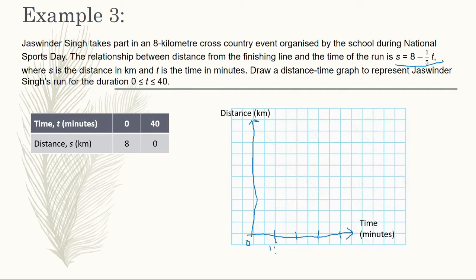So I can have 10, 20, 30, 40. And then for this part, make sure it is uniform. We need to make sure we have 8, so we can start with 2, 4, 6, 8. Then we can plot already. With time 0, the distance is 8, so the coordinate is here. And with 40 minutes, the distance is 0. So the graph is a negative gradient graph. Okay, then it is done.